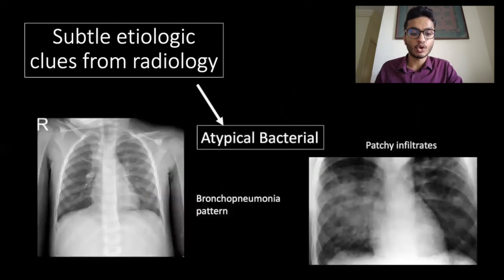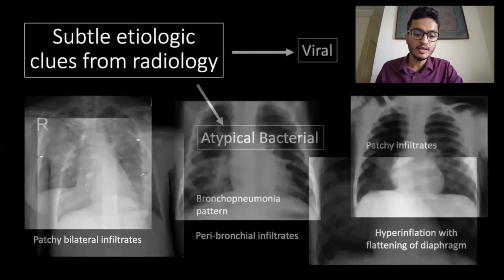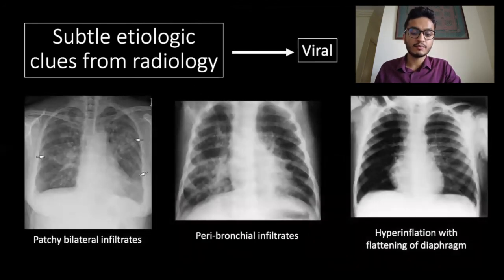Later, if you see any bronchopneumonic pattern or any patchy infiltrates, it hints towards an atypical bacterial cause of community acquired pneumonia. Finally, patchy bilateral infiltrates, peribronchial infiltrates, as well as hyperinflation hints towards viral cause of pneumonia. If you can see in the past 2 slides, it is very difficult to differentiate between atypical and viral cause just based on X-rays.